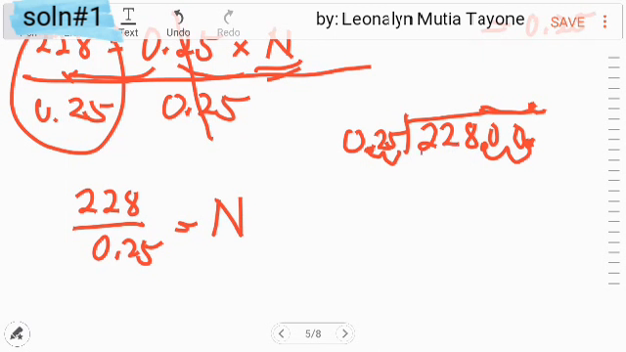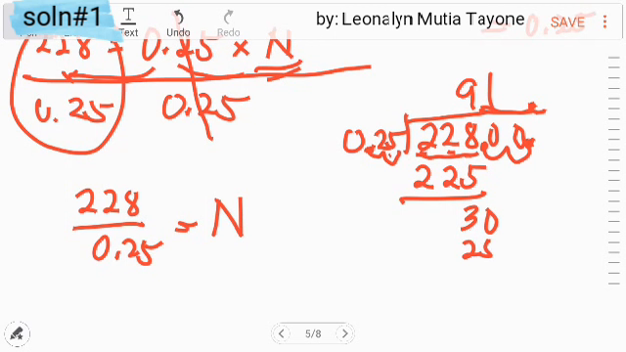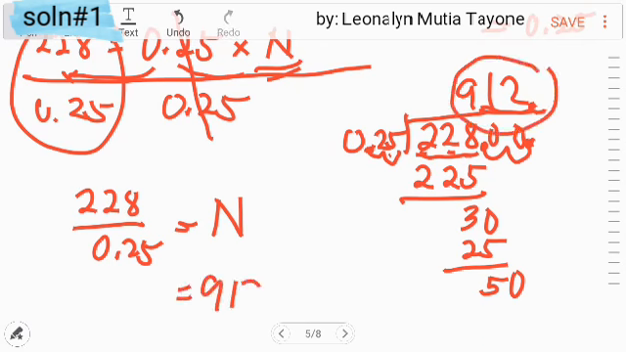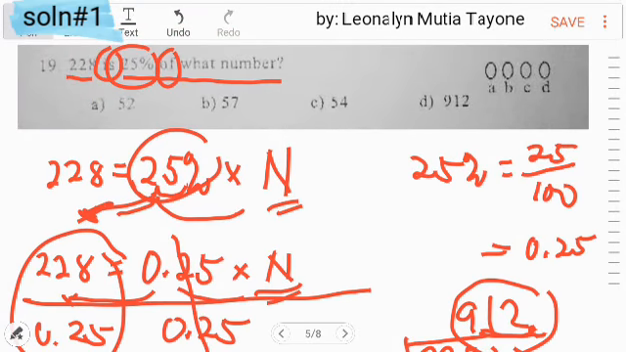25, bali, dito ka makadivide ka. 228 divided by 25. Ilang 25 sa 228? So, 100 by 4 ka. So, 8, naka-8 ka na. 9. This is 9. 9 times 25 equals 225. Tapos, 30. 30 divided by 25, that is 1, 25. And this one is 5, 0. And this is 2. So, ang sagot dito ay 912. Hanapin natin si 912. Letter D, 912.